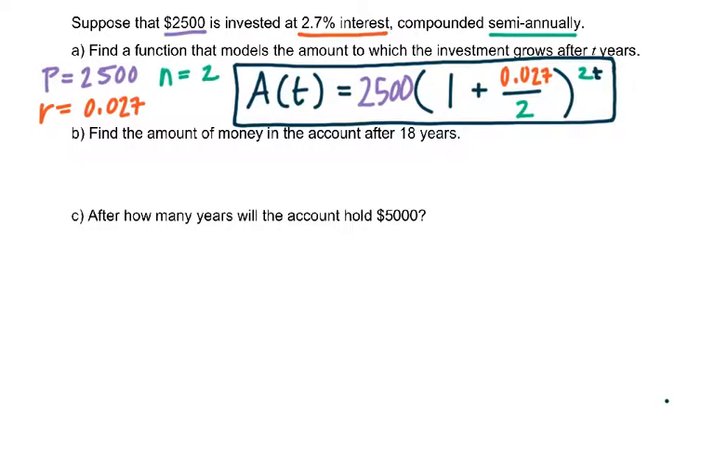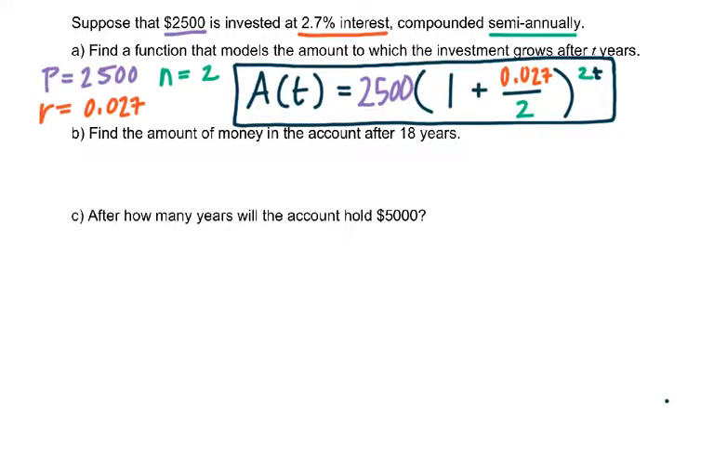When you are writing a function, you will always have an input variable, t, and an output variable, a of t. So we have to have an x and a y, or else it's not a function. And we can simplify this a little bit. I can go to my calculator and type 1 plus 0.027 divided by 2, and I get a decimal value that terminates. So I'm not getting a decimal that runs off of the screen.